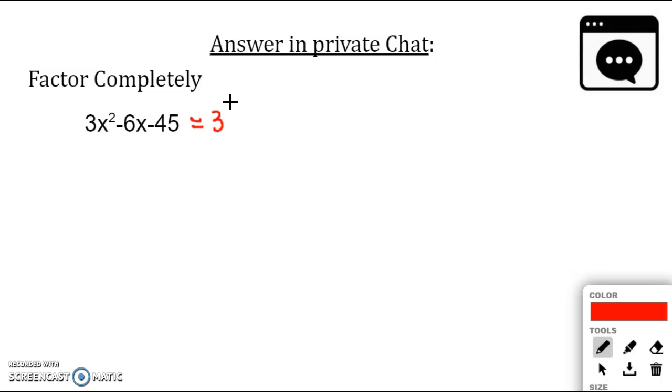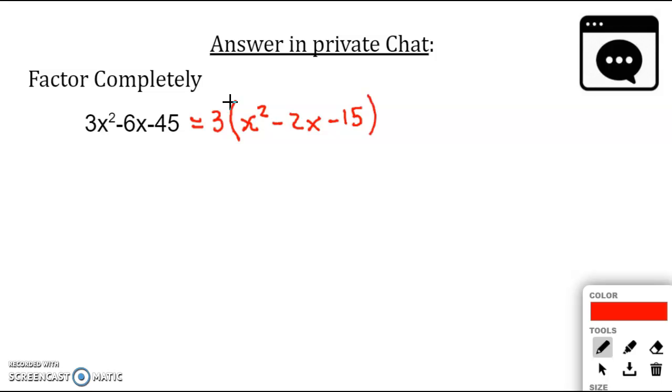While looking at the variable, I see x squared here, x here, but no x here. So that means I can't take out any x's, but I can take out 3. What 3 times what is 3x squared? That's just going to be left with x squared. 3 times what is negative 6x? That's going to be negative 2x. And then 3 times what is negative 45? That's going to be negative 15.